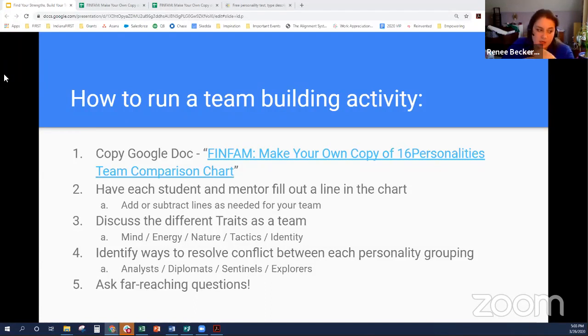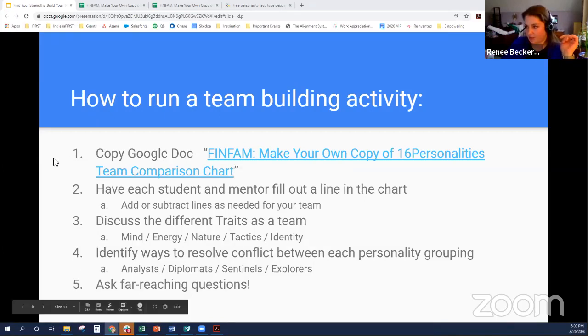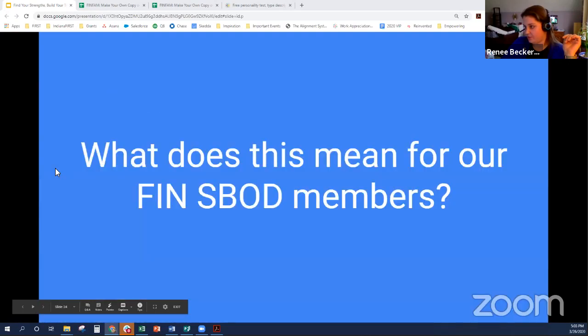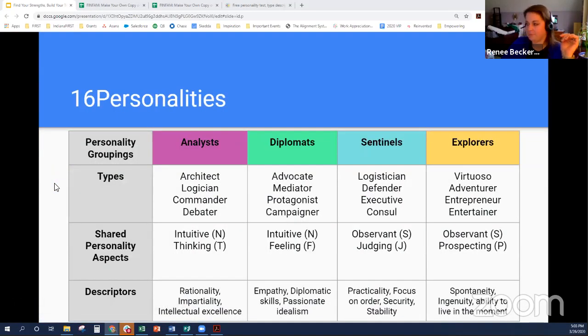So with that regard, thinking about it from a team point of view, I'm going to go backwards a little bit and show this breakdown of the different areas. Say you're working on the Entrepreneurship Award, and you have an analyst who is very focused on intellectual excellence. They're very rational and have a thinking-oriented mindset, versus an explorer who's more spontaneous and living in the moment.